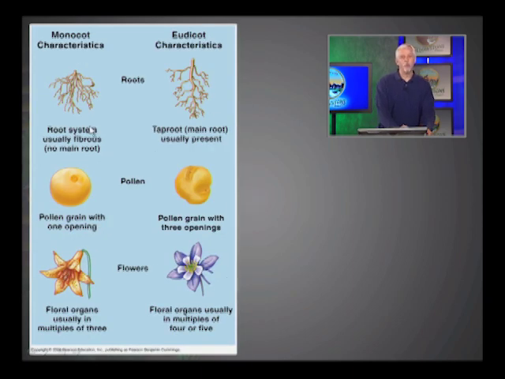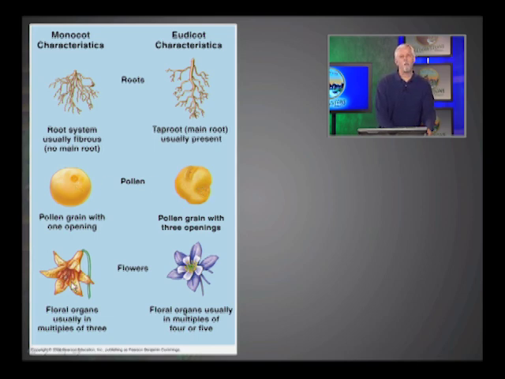And then the roots, if you have a fibrous root system, that's typical of monocots, whereas if you have a central taproot and then fibrous roots coming off of that, that's more typical of a dicot. So monocots, again, fibrous. Taproot would be dicots. And then pollen grains, if you're lucky enough to get access to a pollen grain, if there's a single opening in the pollen grain, it's typical of monocots. 3 openings, typical of dicots.